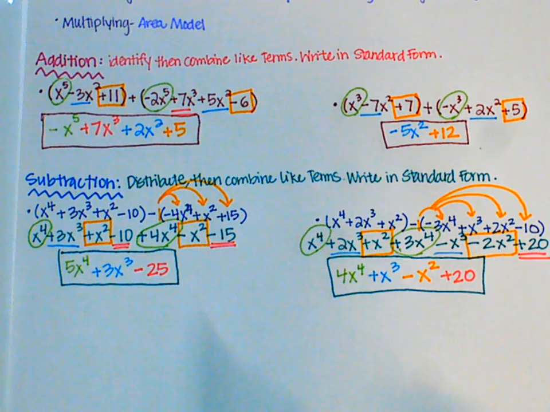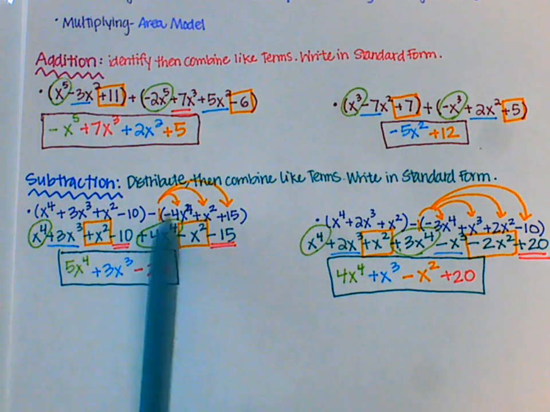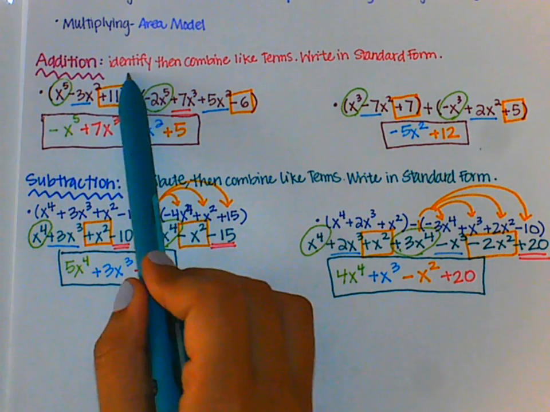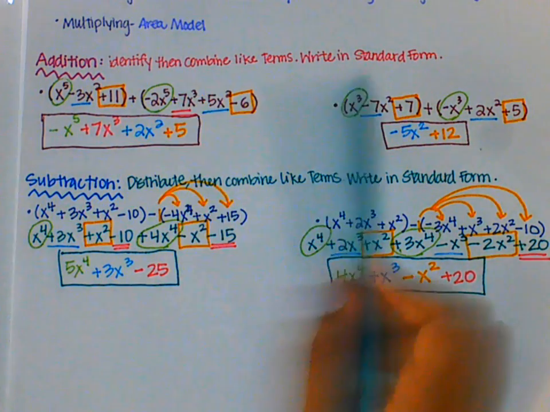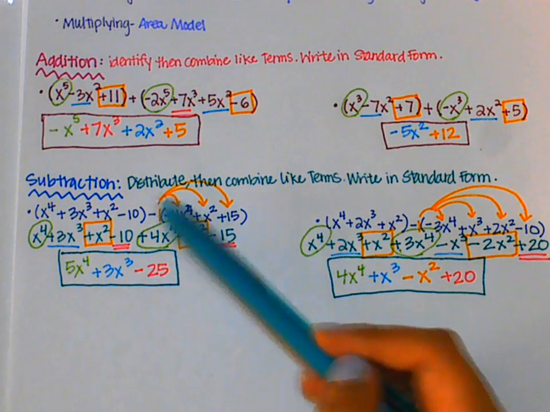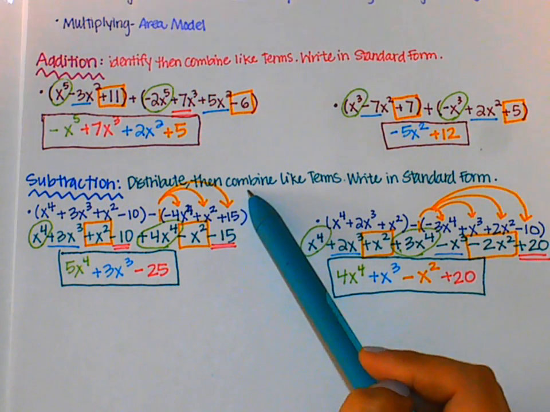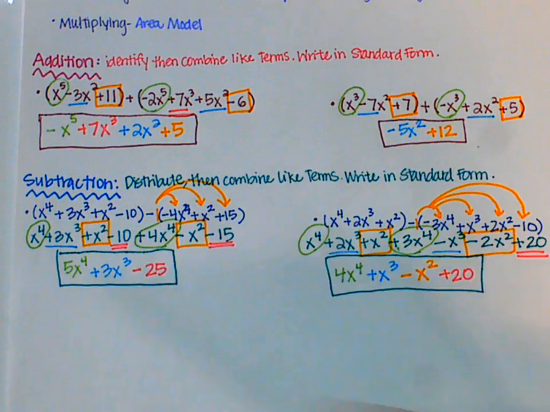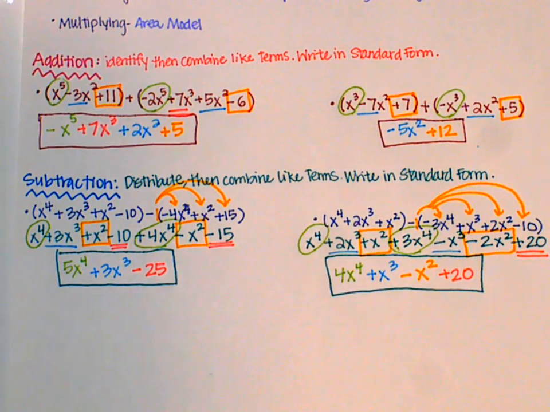So you will notice that with subtraction, you're just adding one additional step, which is that distribution. With addition, all you're doing is identifying, then combining, and writing it in standard form. In this one, you have to distribute, identify, then combine, and then write it in standard form. So they're both very similar, except subtraction just gives you that one extra step.